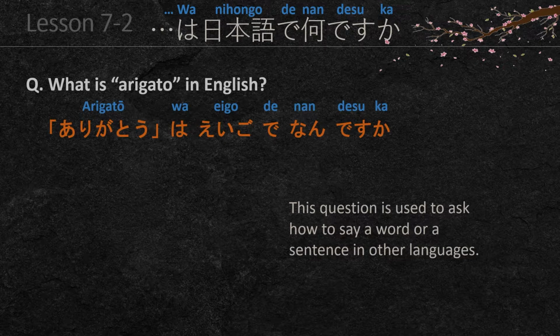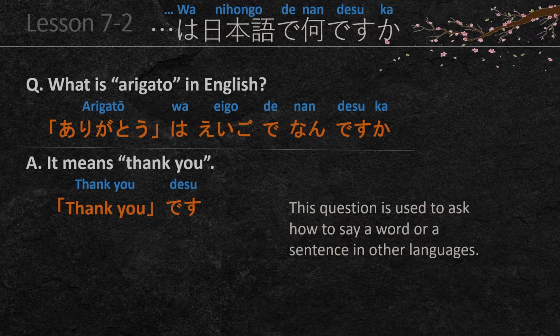Arigato wa eigo de nan desu ka? Arigato wa, because arigato is our topic or our subject, and eigo de is the method that we'd like to use. So we'd like to use the method of English, and we're asking what is nan desu ka? And we would respond by saying, it means thank you. Thank you desu.